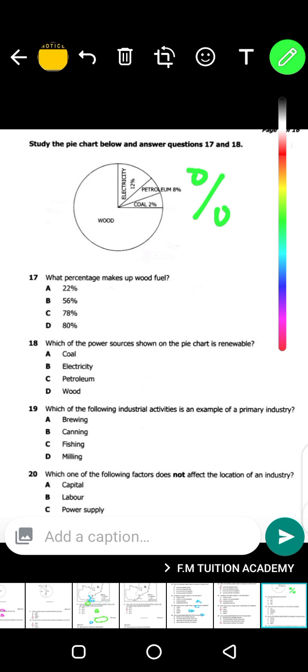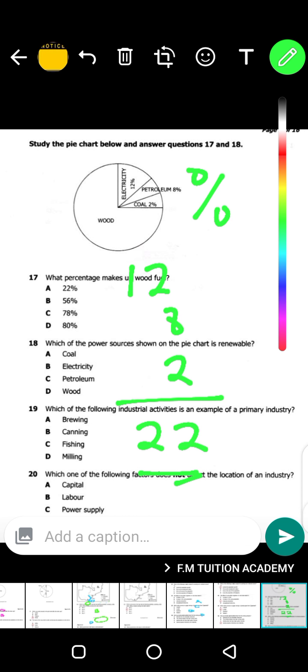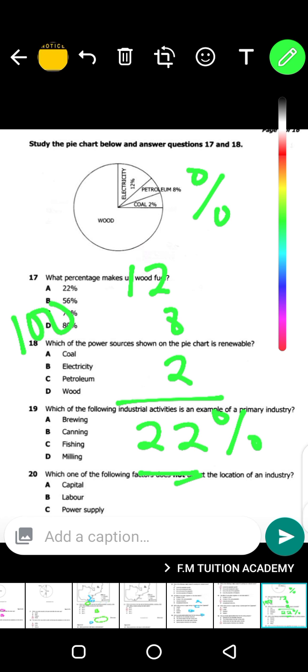So we add 12 plus 8 plus 2, which comes to 22. So 22%. So 100% minus 22%. What's the answer?